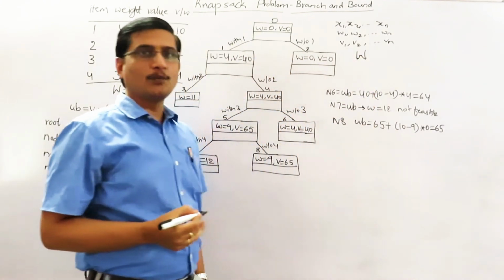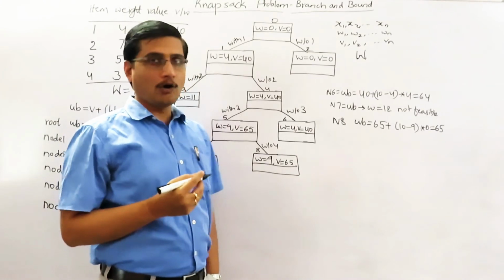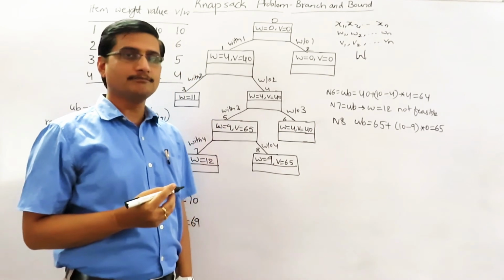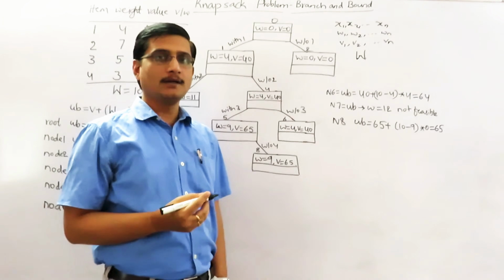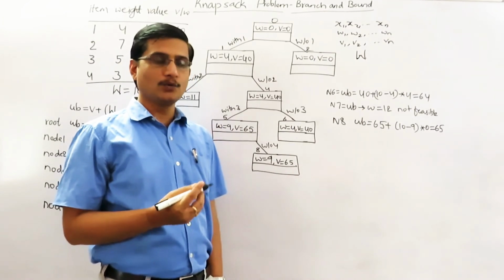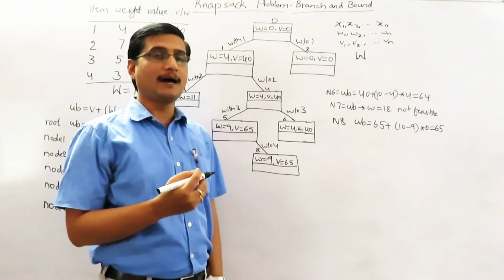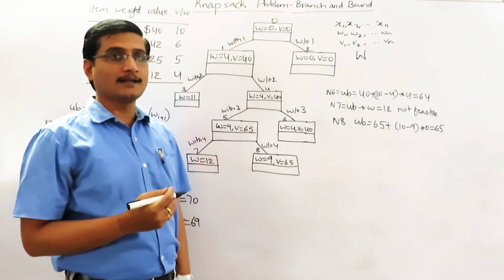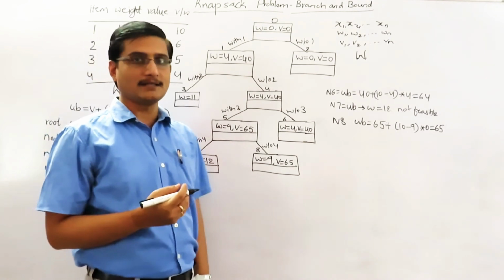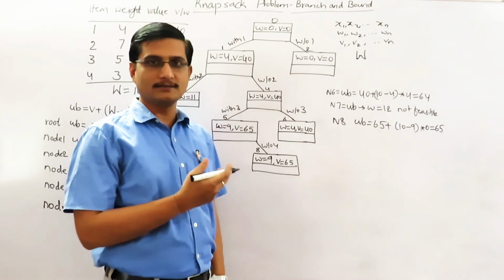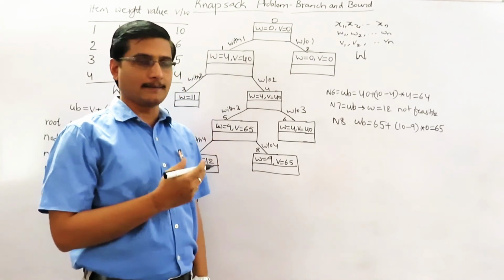In this, we need to select the objects or items such that the profit gained will be maximum. That is the objective function. The profit or the value we get by filling the knapsack is maximum. And the constraint is we should not exceed the capacity of the bag. This is what we had discussed earlier also, and the same constraints apply here.